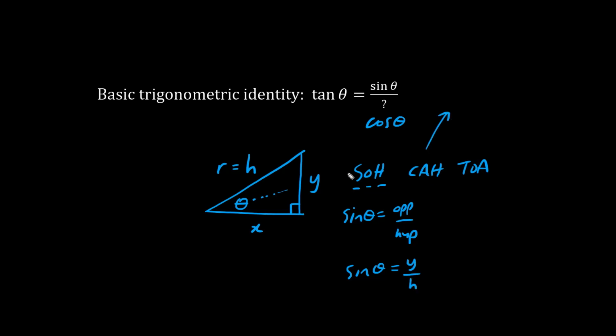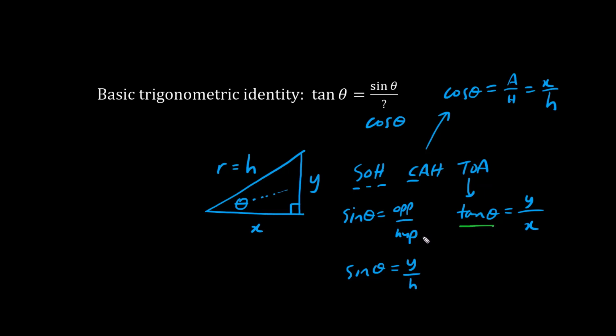Now what is cosine theta? C represents cos. Cos theta is adjacent over hypotenuse, and adjacent is the side that's beside theta, but not the hypotenuse, which is x over h. Finally, we have T for tan theta, and tan theta is opposite over adjacent. Opposite is y, and adjacent is x.